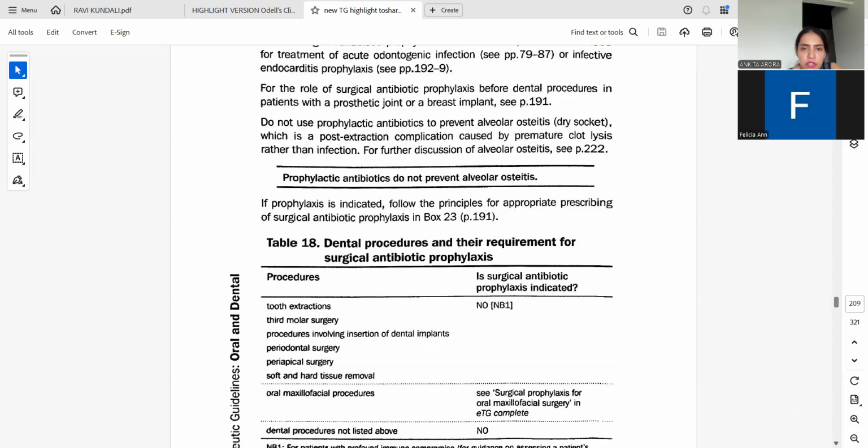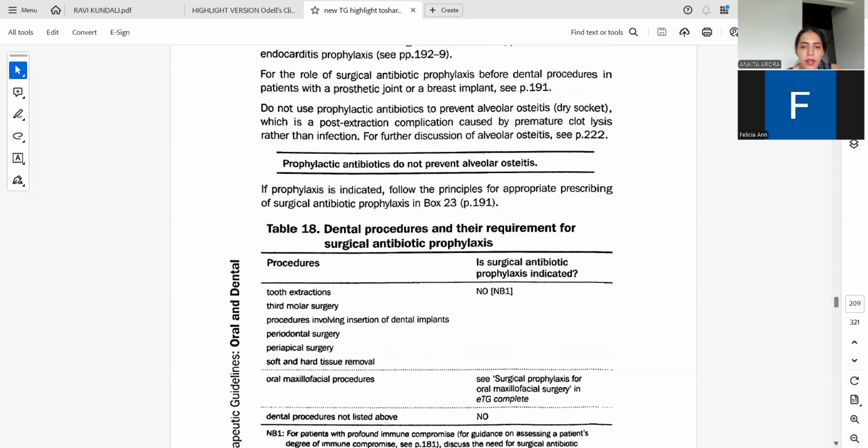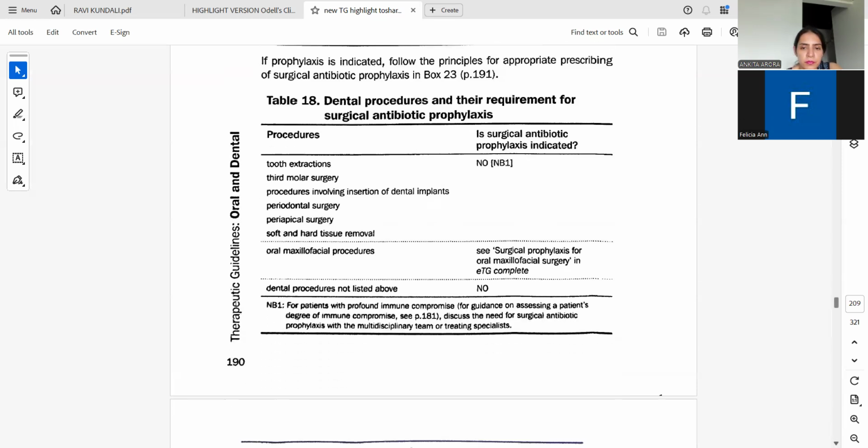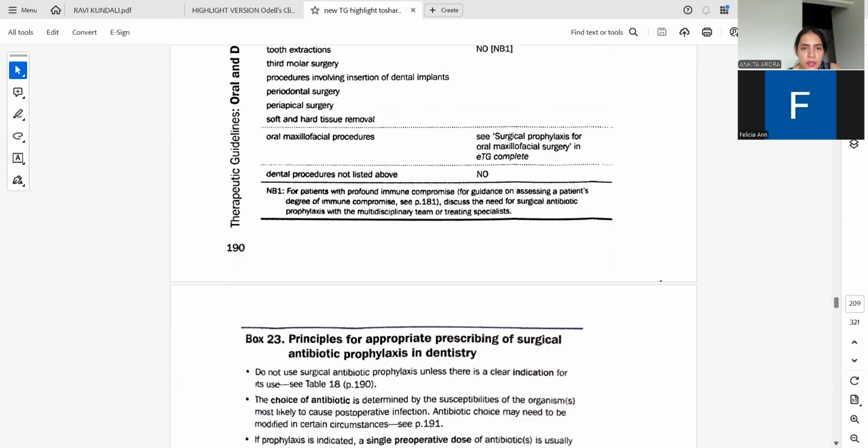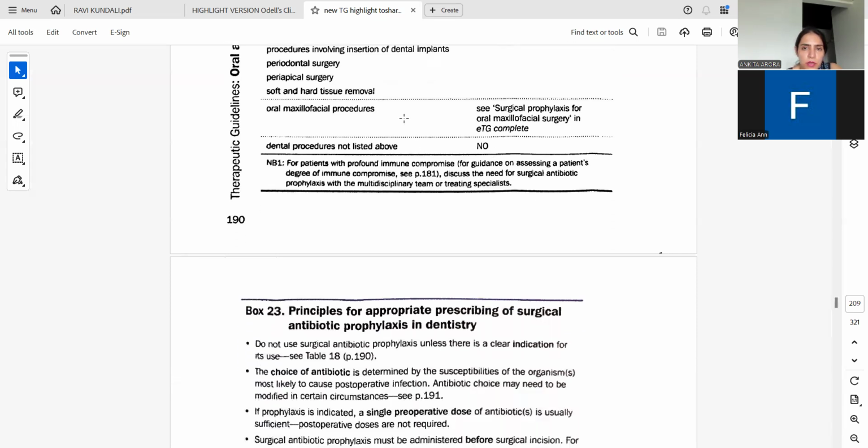And then we have dental procedures and their requirement for surgical antibiotic prophylaxis. So tooth extractions, third molar surgery, dental implants, periodontal surgery, periapical surgery, any soft or hard tissue removal, we do not give surgical antibiotic prophylaxis. As a general dentist, within our scope, we do not give it, but if a patient comes with profound immunocompromise, we would discuss the need for surgical antibiotic prophylaxis with the multidisciplinary team or treating specialists.